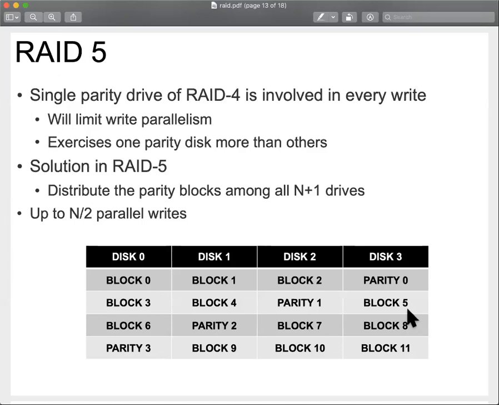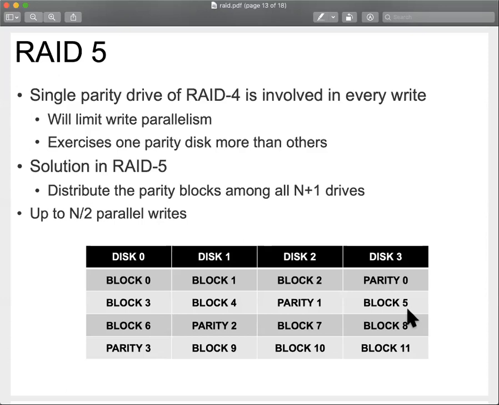Okay, so I just want to see if anyone has any questions on either RAID 4 or RAID 5, what we've discussed so far. And if anyone can find any mistake in what I have said so far. Okay, so the question is, can you explain how the parity part works again for RAID 5?